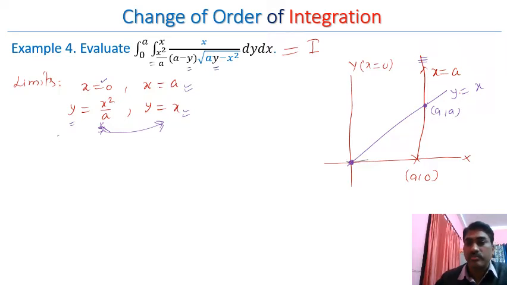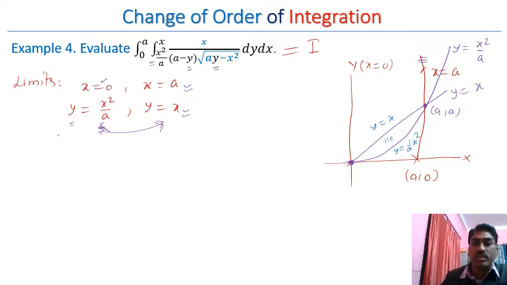So this parabola is y is equal to x square by a. Now this line is y is equal to x, and this parabola is y is equal to 1 by a x square. So this is our region. Now put the new limits. What are the minimum and maximum limits of y? This is the maximum height, and the minimum height is 0. So y is equal to 0 to a.